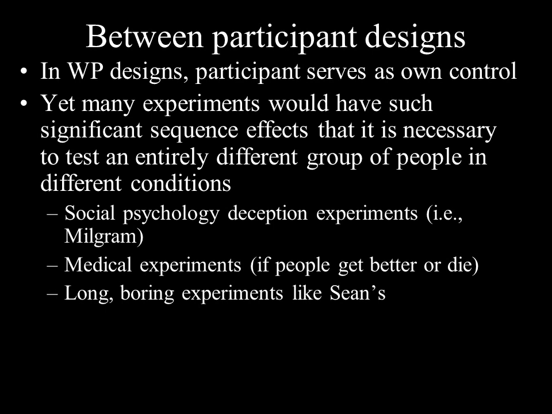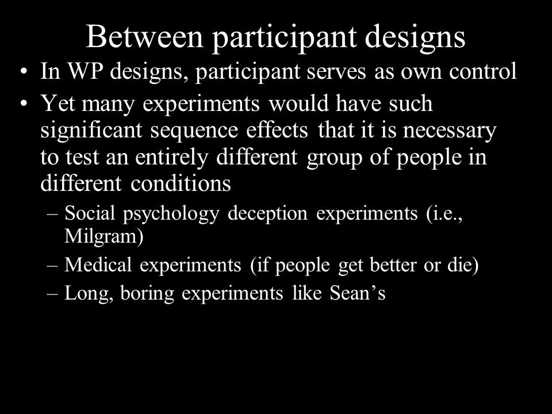A good example of that might be the Milgram experiment, the shocking experiment where people shocked another person. Once someone did that experiment, it's not like you can bring them back the next week and be like, hey, here's another subject who you're going to shock. There's something about that that would seem a little bit weird. Medical experiments: people either get better or they die. So it's hard to test people on multiple levels of a drug if they stop seeking treatment because either they got better or they succumb to the illness.